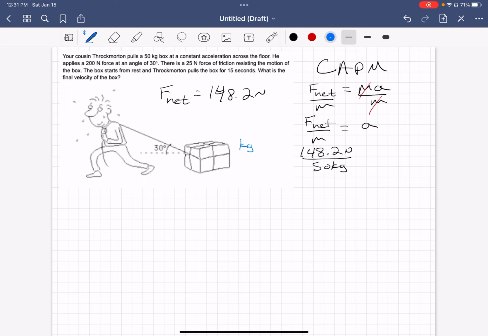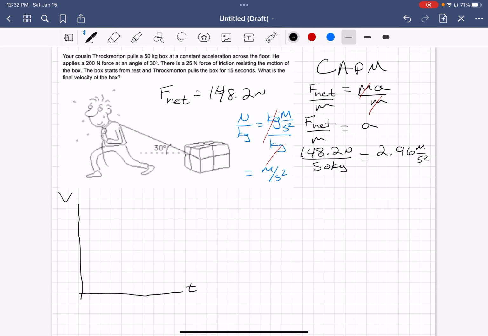If I do my quick unit check, a newton divided by a kilogram, that newton is also a kilogram times a meter per second squared. So those kilograms go away, and I'm left with just meters per second squared as my unit. That is exactly the unit that I expect for acceleration. So I plug this into my calculator to get 2.96 meters per second squared.